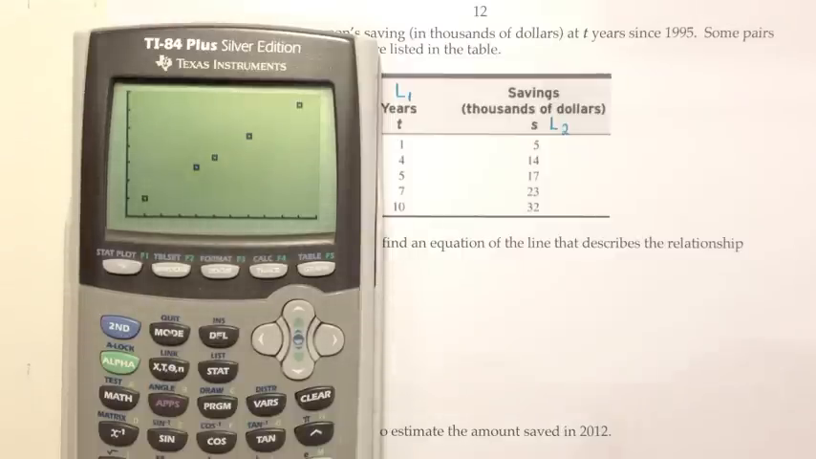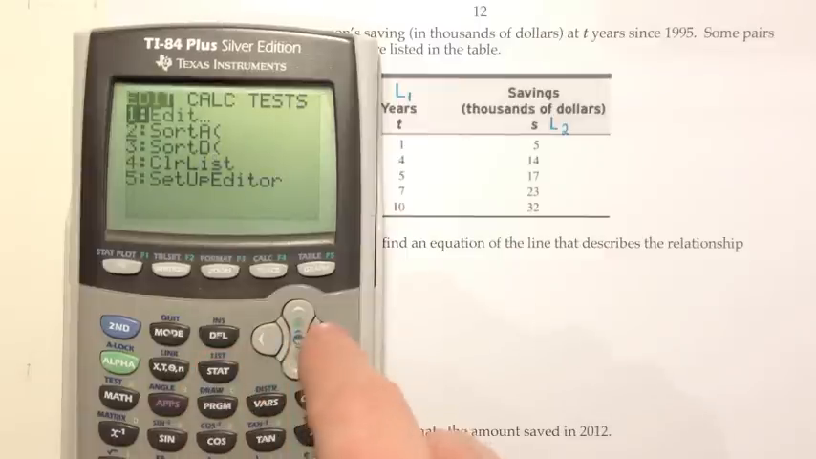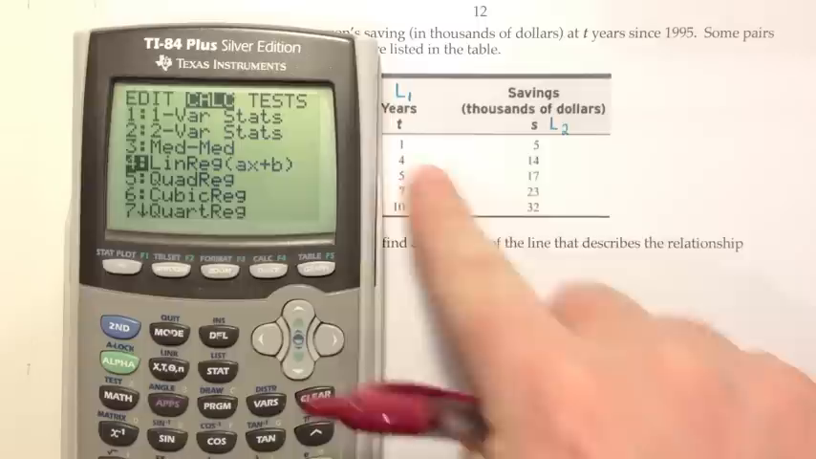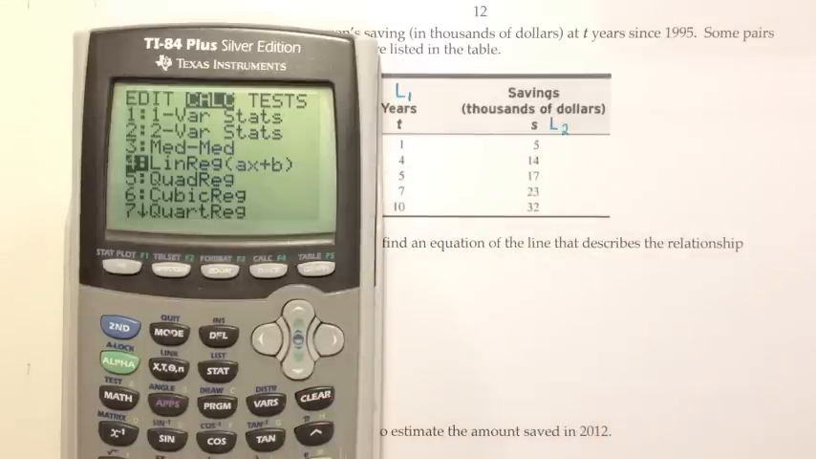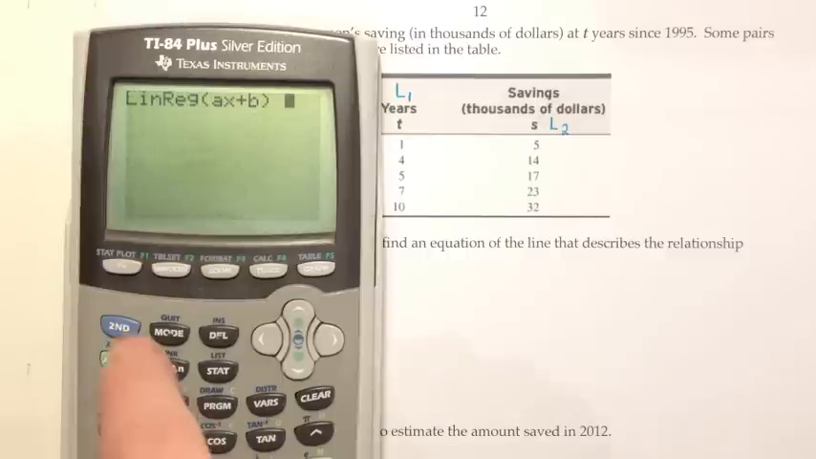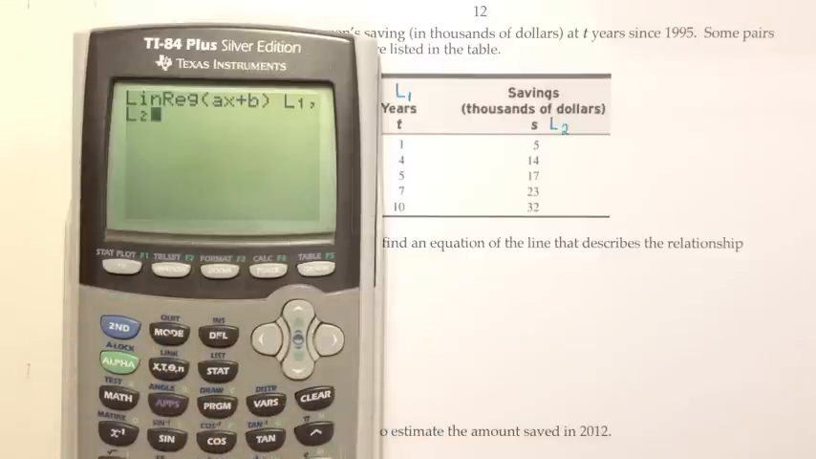When you go to Stat and Calc and choose the linear regression option, it uses some statistical formulas to figure out the equation that would be the best fit for this data set. So not only do we get a quick, easy equation when we use linear regression, but we get the best possible equation. So I'm going to choose linear regression, tell it where my data is, L1, L2, and press Enter, and it's going to give me that equation.